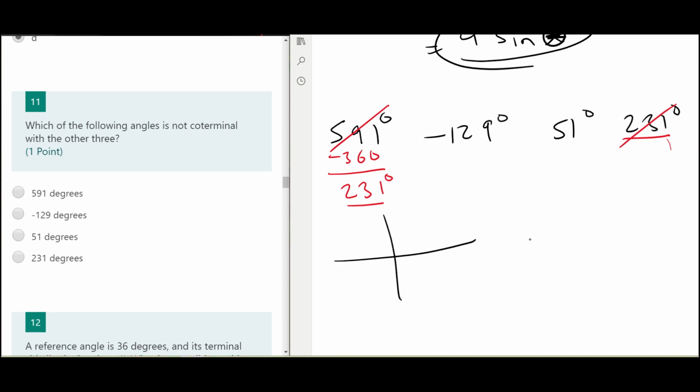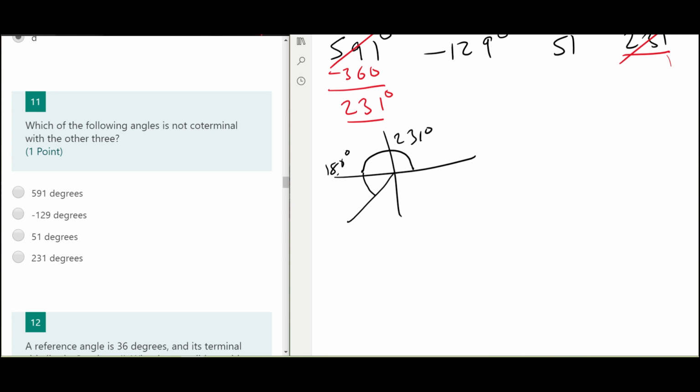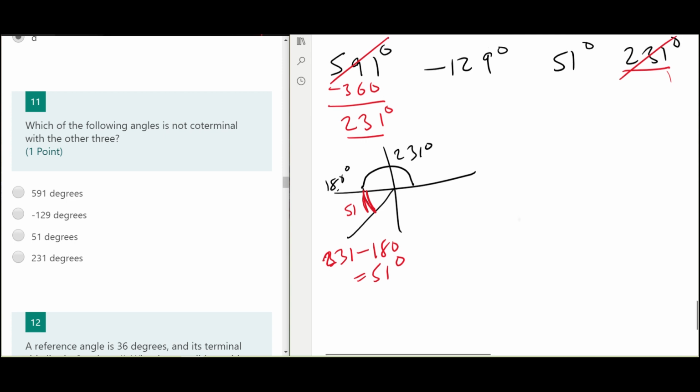So if you were to graph that, this is 180, right? Remember, this is 180 right here. From here to there is 180. And then an extra amount to get to 231. How much of an extra amount? Well, the extra amount is 231 minus 180. So in that case, 231 minus 180 is 51 degrees. So this angle right here is 51 degrees. That little tiny angle is 51. Okay, so that's 231 degrees. Now notice that 51 degrees is this angle right here, this tiny angle.